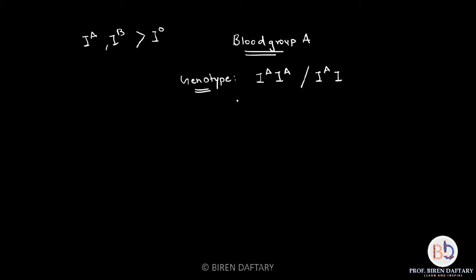Now each blood group has a particular antigen. So now the antigen in blood group A is the A antigen. So this letter that you see on top is the antigen, right? This is the antigen. So blood group A has A antigen. Okay, so the antigen present is A.